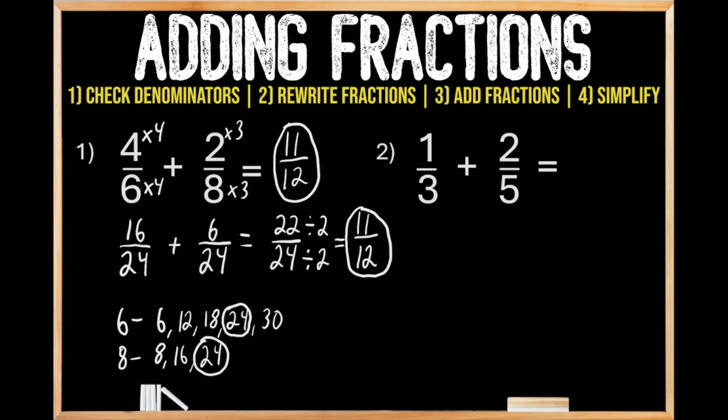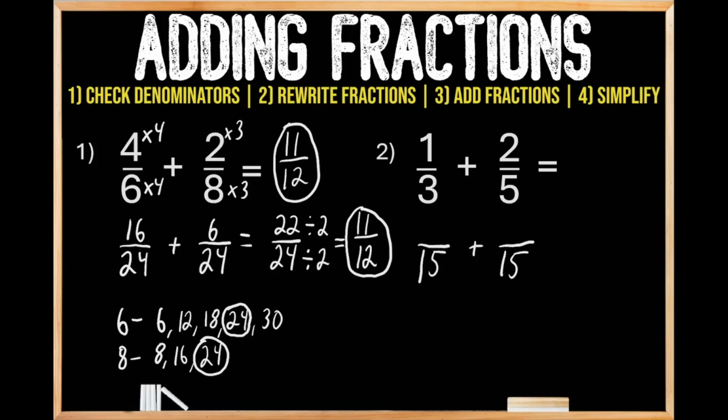Now moving on to question number 2, where this time we're being asked to add the fractions of 1/3 and 2/5. Now our first step is to check our denominators, and here we clearly have two different denominators. So before we can move on to step number 2, where we're going to rewrite the fractions, we need to find a common multiple of both 3 and 5. And to do this, we're going to multiply our denominators. So we're going to multiply 3 times 5, which we know gives us 15. So for step number 2, we're going to rewrite these fractions down below with a common denominator of 15.